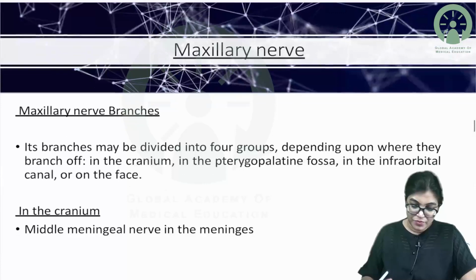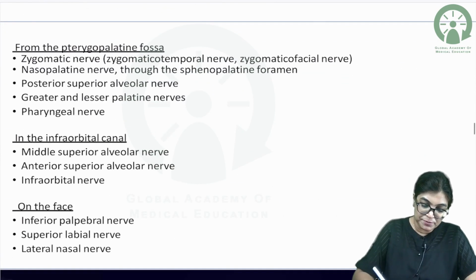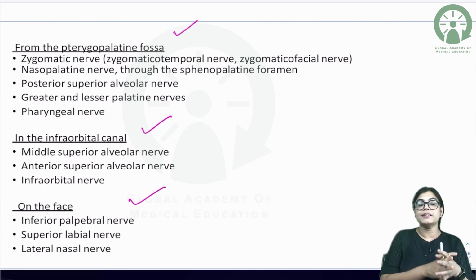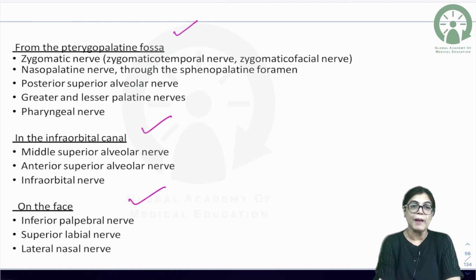Now maxillary. When I talk about the second one, that is the maxillary, the major branches of maxillary are occurring in three areas. It is giving branches in the face area, it is giving branches in the infraorbital canal, and it is giving branches in the pterygopalatine fossa, the maxillary nerve.